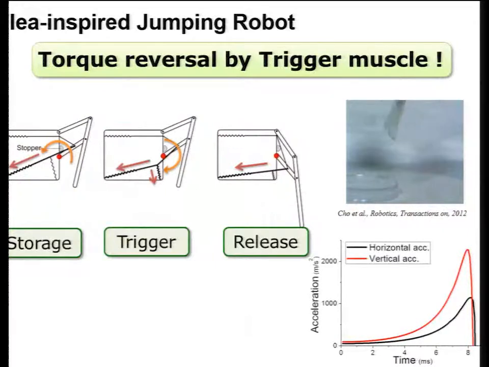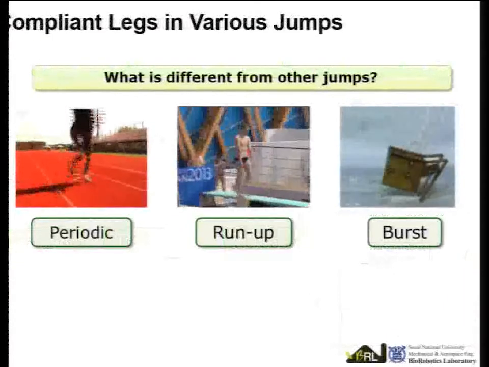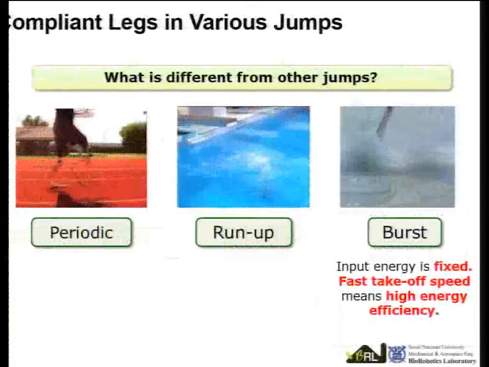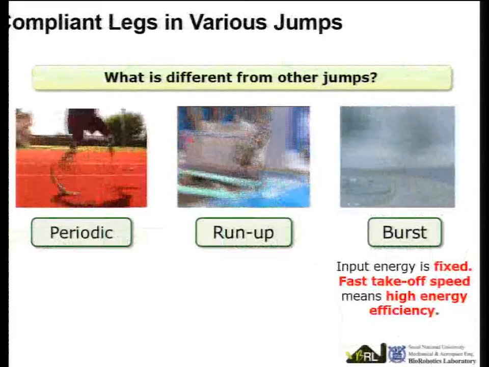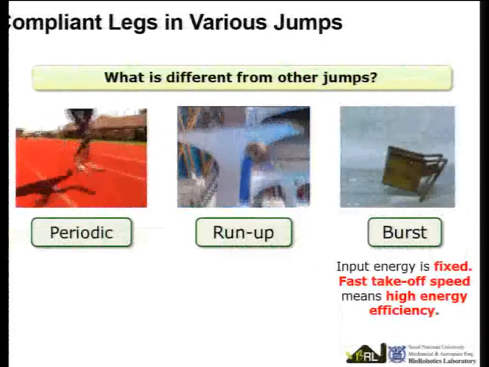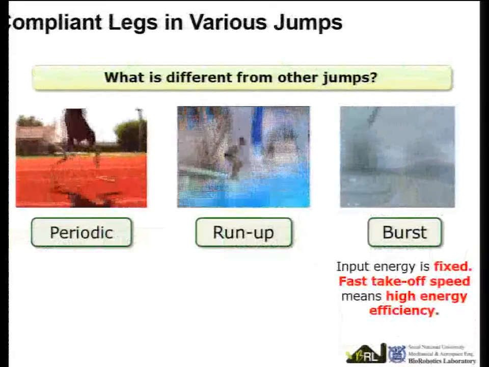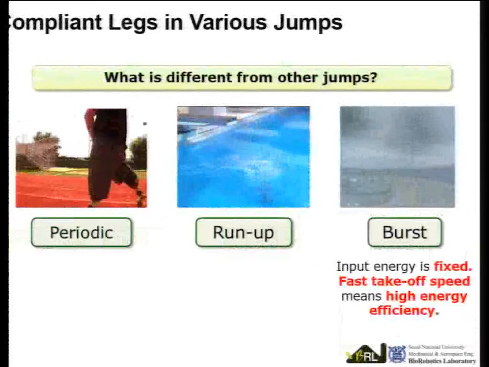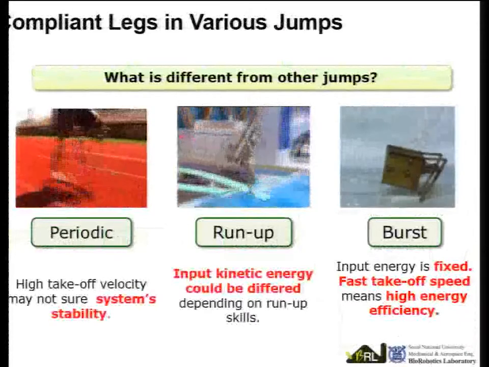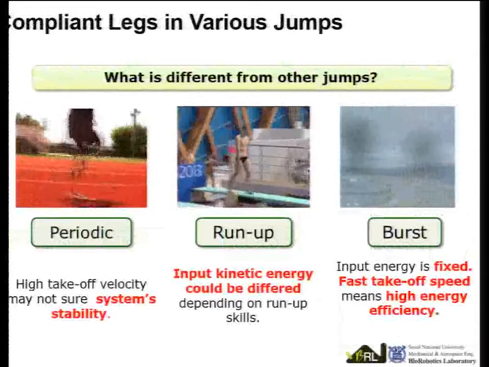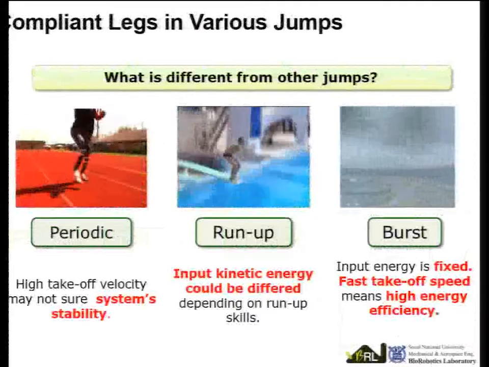During the jumping, this robot goes through very high acceleration and it causes the leg to be bent. And this compliant leg can be seen in other types of jumping. The main difference is in these very small-scale jumping robots, the amount of input energy is fixed, and the fast takeoff speed means high energy efficiency. But in other jumps, in case of run-up, the input energy can be different depending on the run-up skills, and in periodic motions, the high takeoff velocity may not ensure the system's stability.